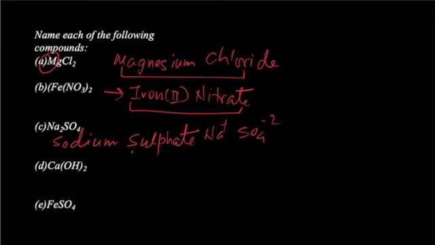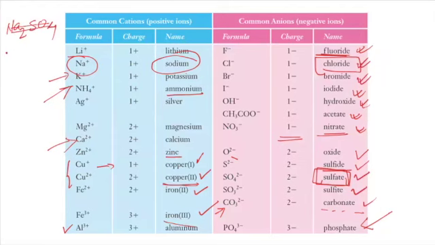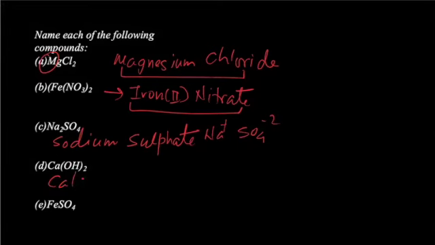Now we go to Ca(OH)2. Yes, calcium hydroxide. Because calcium has +2, we need 2 hydroxide to make it 0. Okay, so that's why it is Ca(OH)2, not CaOH. Right? There is nothing called CaOH. It will be always Ca(OH)2. Calcium hydroxide. FeSO4.